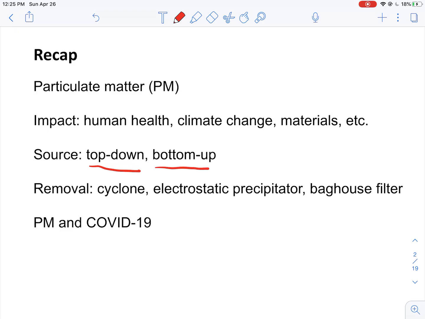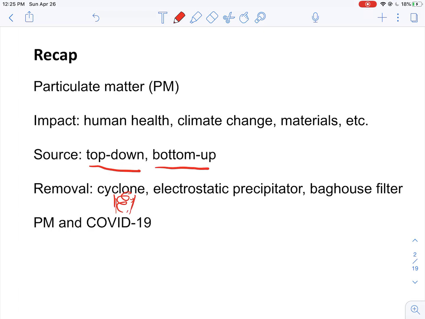In terms of removal, we quickly went through three different types of removal devices. We talked about the cyclone, which uses the circular or rotational movement of the particles. In order to keep them rotating, we need an external centripetal force, but we don't have that in the system. That's why the larger particles get spun out, just like a washing machine, and then they fall down and get collected.